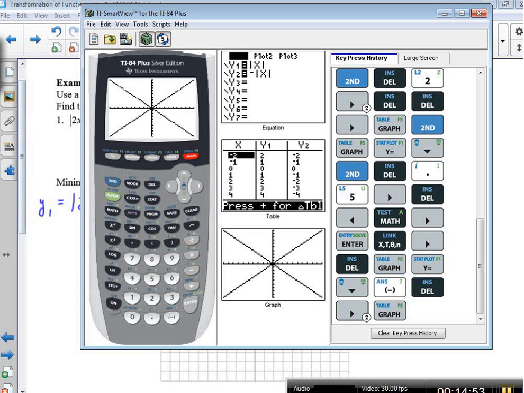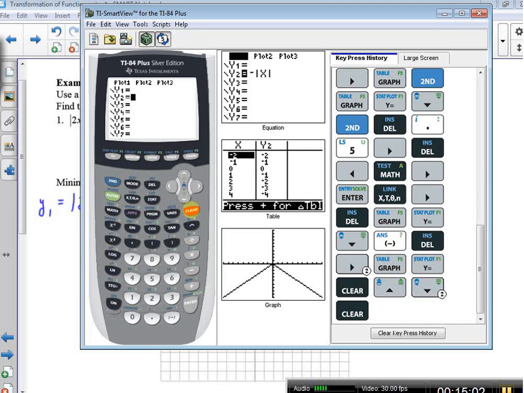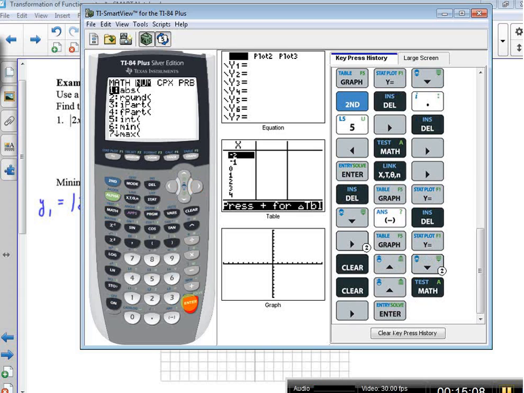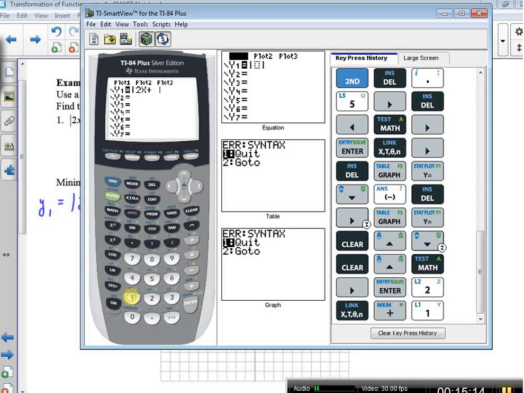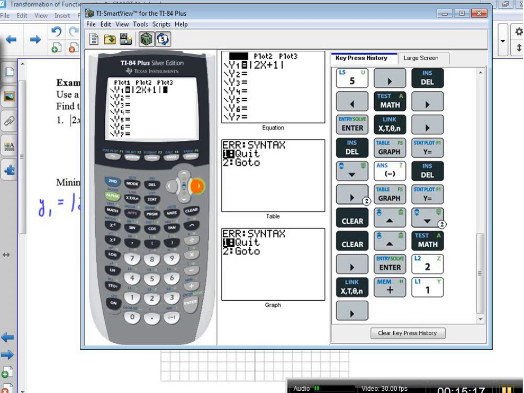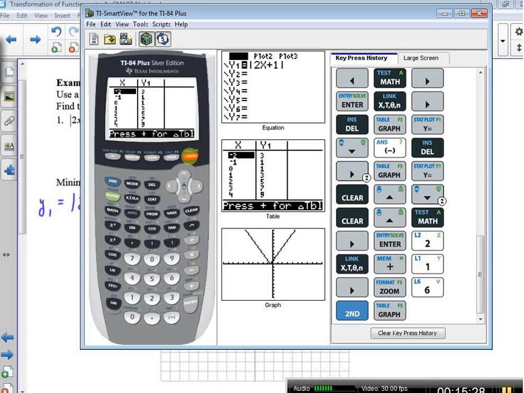So go back to y equals, clear this out, clear that one out. Okay, so math num, absolute value of 2x plus 1, and zoom 6. All right, so it might look like the minimum's at 0, 0, but I don't think it is. So when you go to your table, we want to look for that rainbow effect, and I think I need to kind of go up here to see it. All right, there we go.